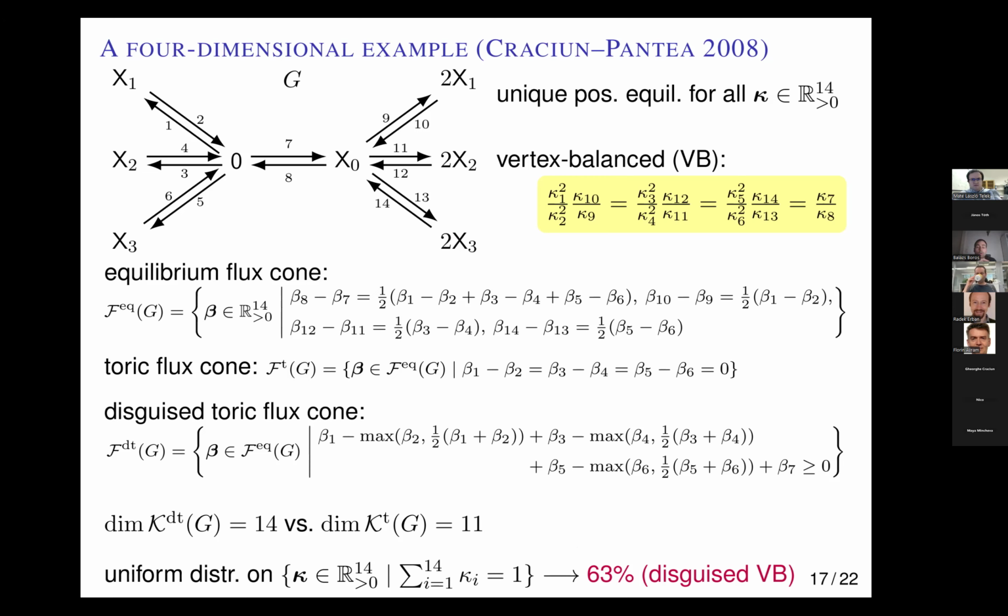We really don't know. And another thing that we don't know is what exactly the formula of the disguised toric locus is in terms of the rate constants. So remember, this was just the first step, the linear part of the problem, finding the disguised toric flux cone. From this point on, one would still need to solve a nonlinear quantifier elimination problem to find the disguised toric locus, which we were not able to do.